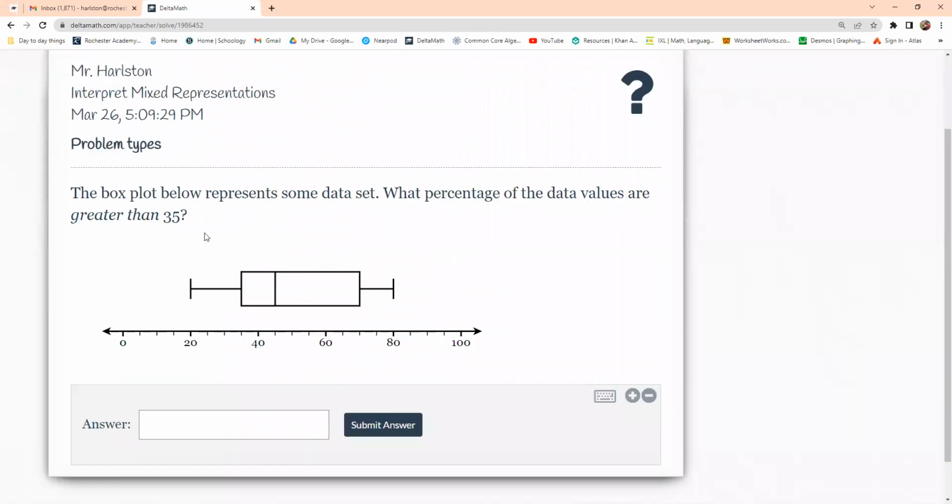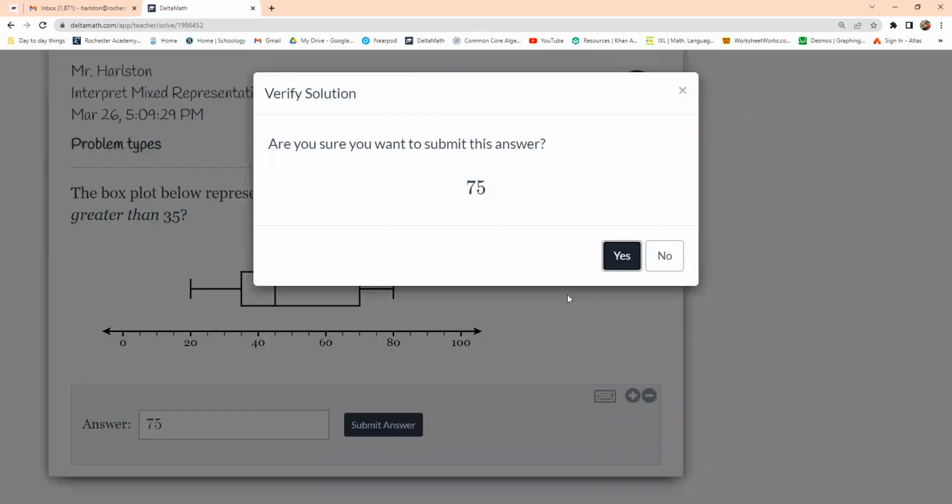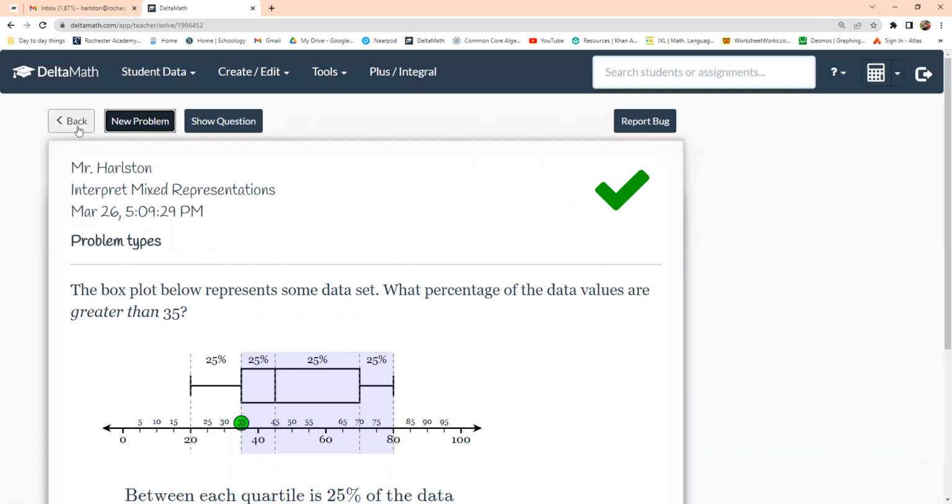Let's look at one more. Now this says what percentage of the data is greater than 35? 35 is quartile 1. So that means this quarter, and this quarter. So there's 3 quarters. So that's 75 percent that's greater than the first quarter. And we are finished. Okay, let's go.